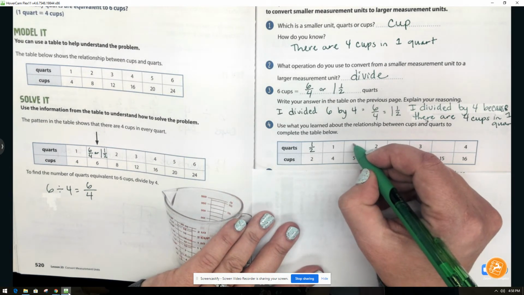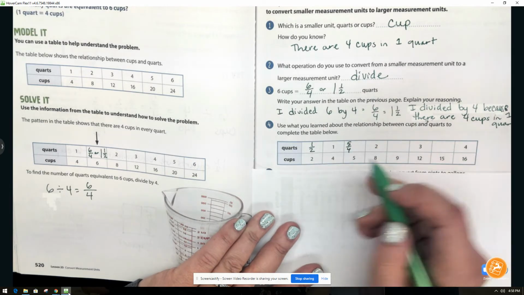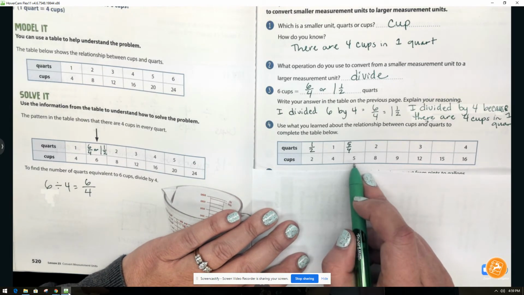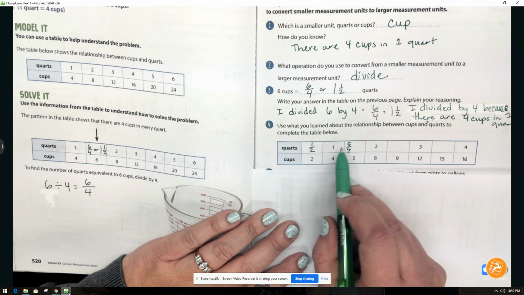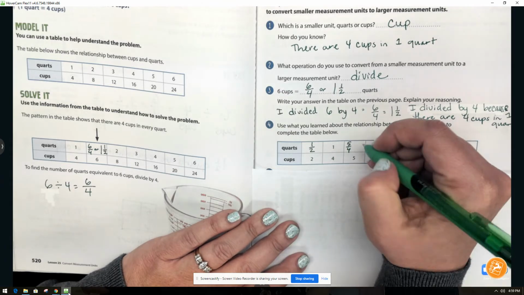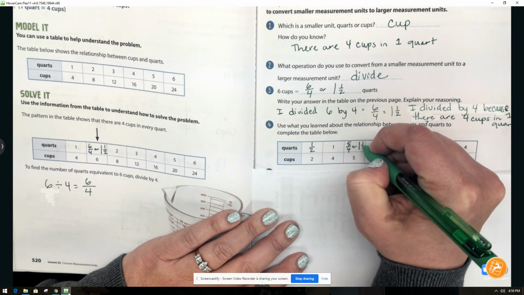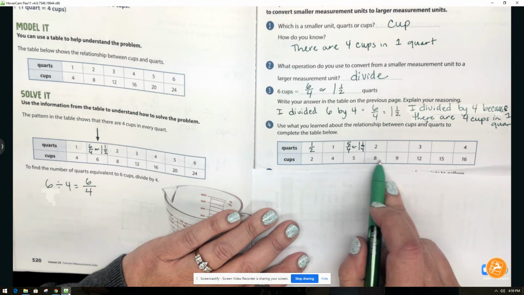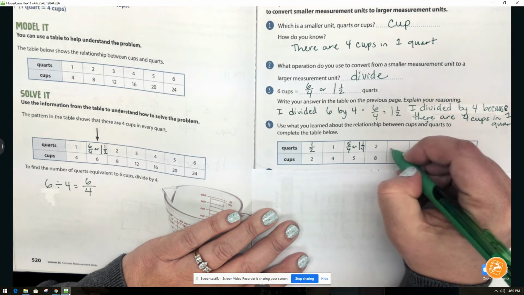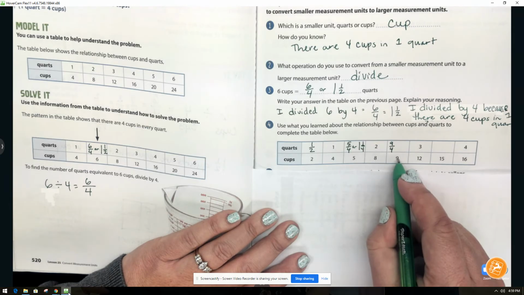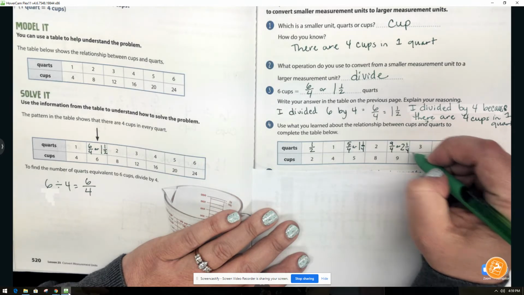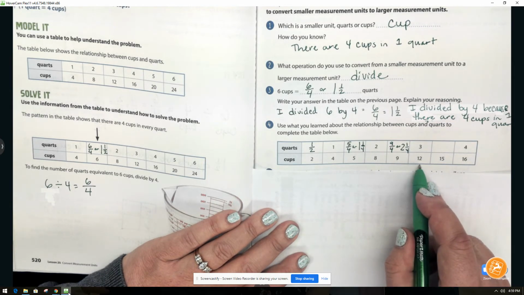So 5 divided by 4 is 5/4, because we divide the number of cups by the number of cups in 1 quart to get our answer. So the number of cups divided by the number of cups in 1 quart gives us our answer of 5/4, or 1 and 1/4. 2 quarts is 8 cups. To do 9 cups, we would do 9/4, because 9 divided by 4 would be 2 and 1/4. 3 quarts is 12 cups.